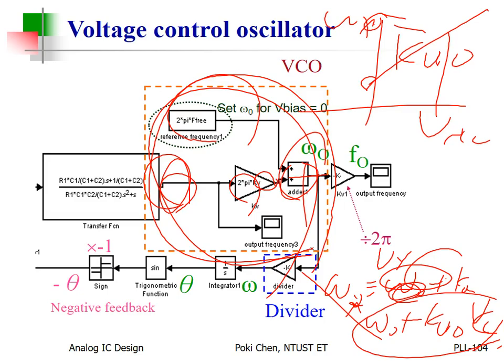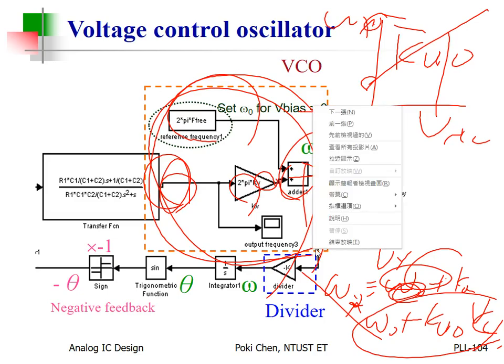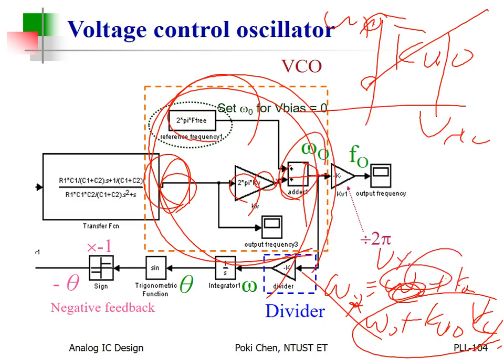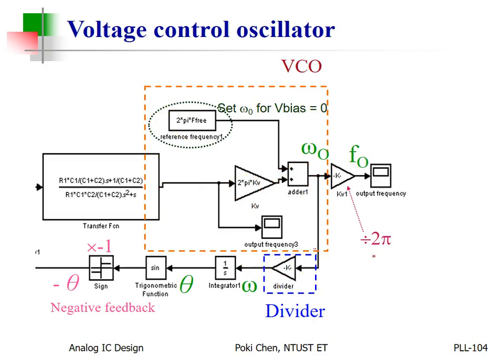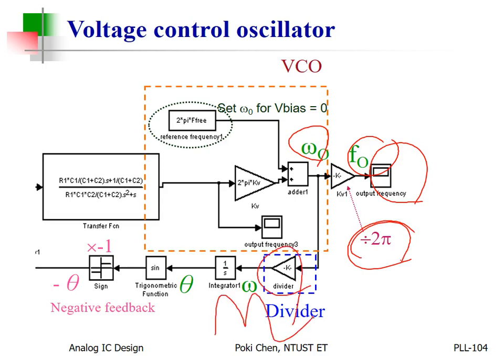Drag and place. That's it. Okay? Again, if you would like to watch the output frequency, because this is omega, to get frequency, you need to divide it by 2 pi. Okay, and then your prescaler, you get the sine wave output, all right? And by integration, your frequency, this is frequency already, will become degrees, your phase.